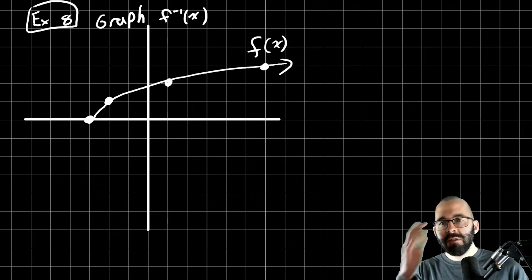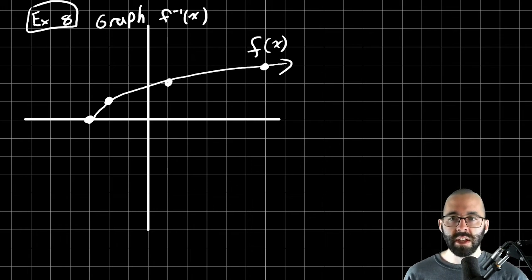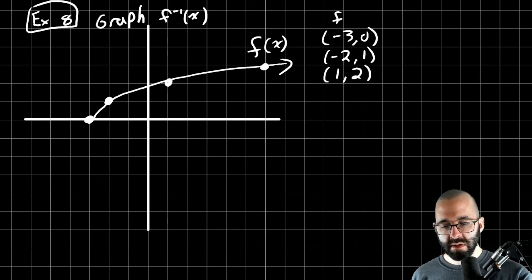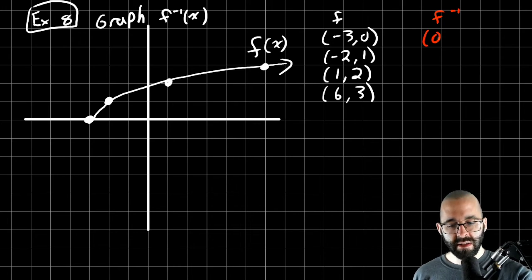So to graph f inverse, all we do is switch the x's and the y's. Look at the points on f. What are these ordered pairs? Well, we have the ordered pair -3, 0, -2, 1, 1, 2, and 6, 3. So f inverse should just be what happens when you switch all those x's and y's.